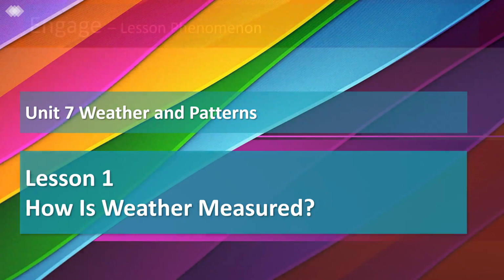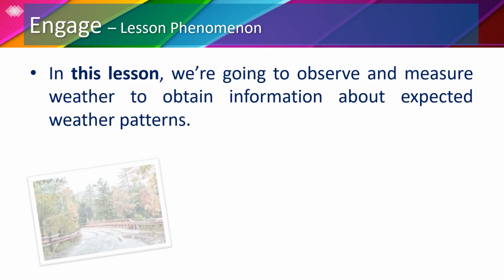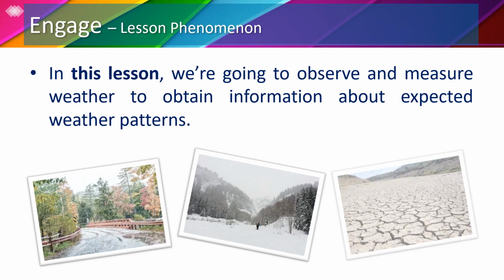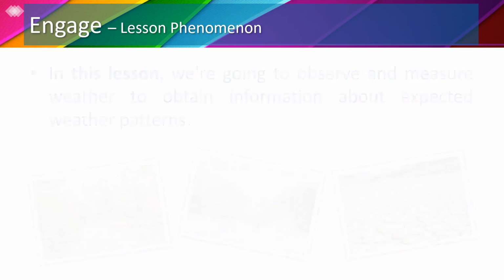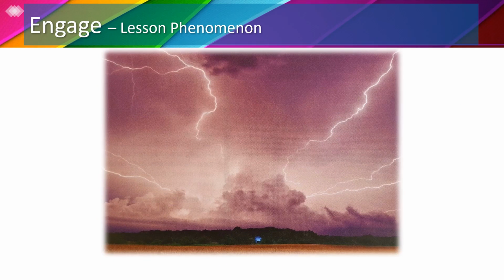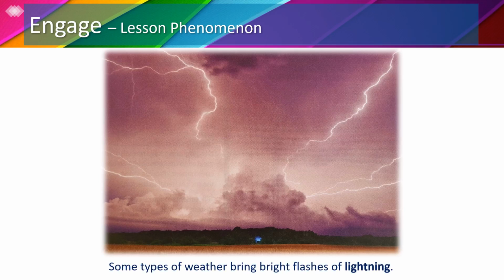In this lesson, we're going to observe and measure weather to obtain information about expected weather patterns. In your book's page 402, we can see an image of lightning. Some types of weather can bring bright flashes of lightning.